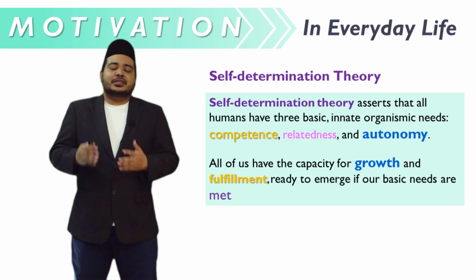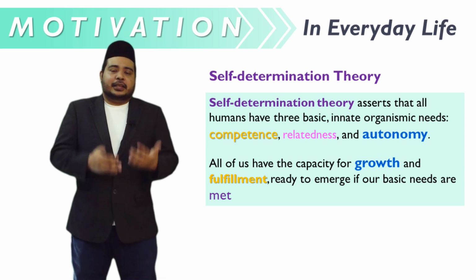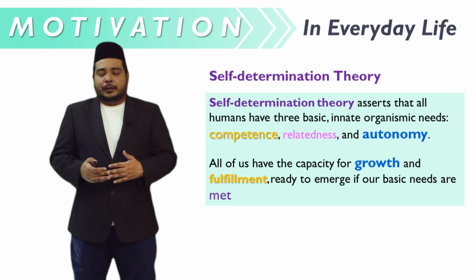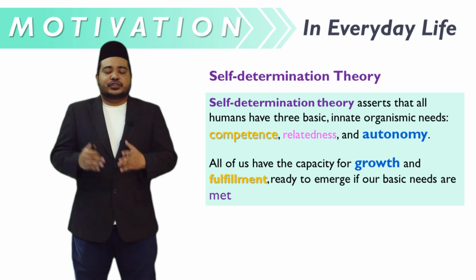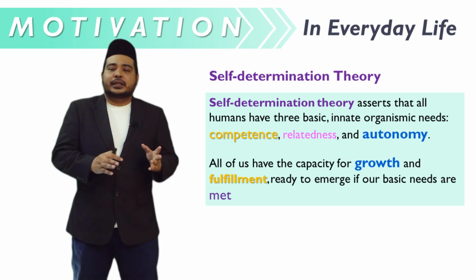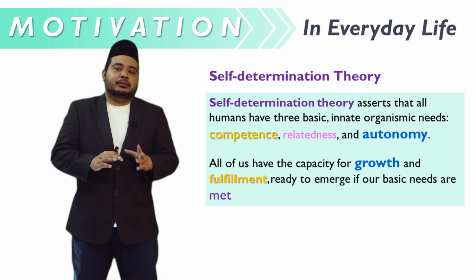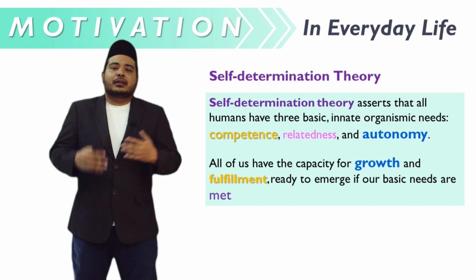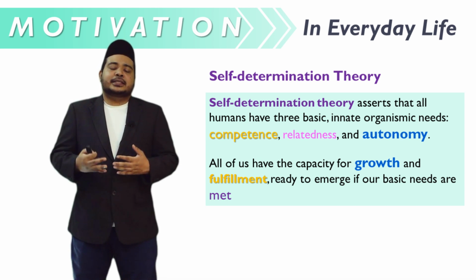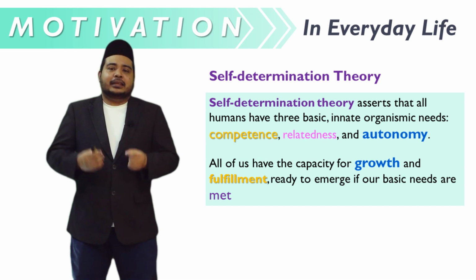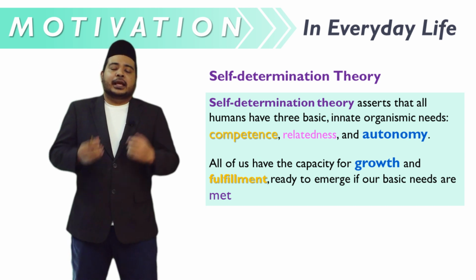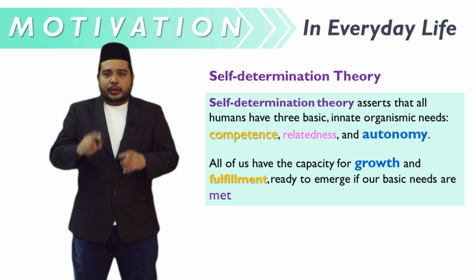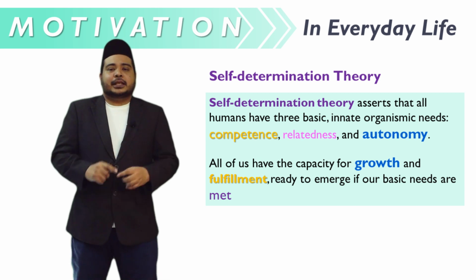Okay, we have come across a lot of aspects that apply self-actualization and Maslow's hierarchy of needs, including in consumer behavior. Next, an aspect and theory of motivation that is highly applicable in our daily life is self-determination theory. Self-determination theory asserts that all of us have 3 basic innate organismic needs. Everyone has these needs, namely competence, relatedness, and autonomy. We are going to look into more detail on these 3 basic needs.